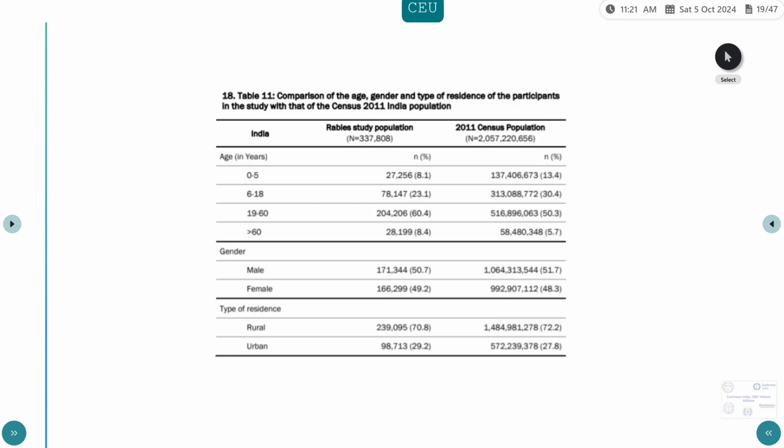So, whether the sample that they have studied is indicative of our Indian population, they have compared with the 2011 census population, and it is similar. So it looks like the study participants that they have selected are actually representative of the target population that we are looking at.